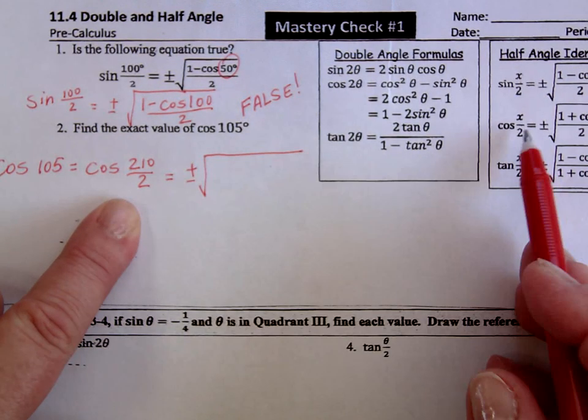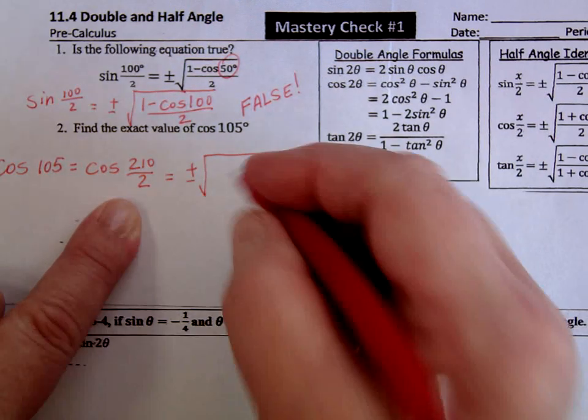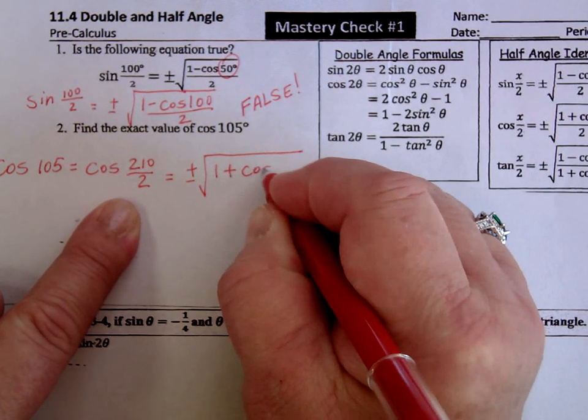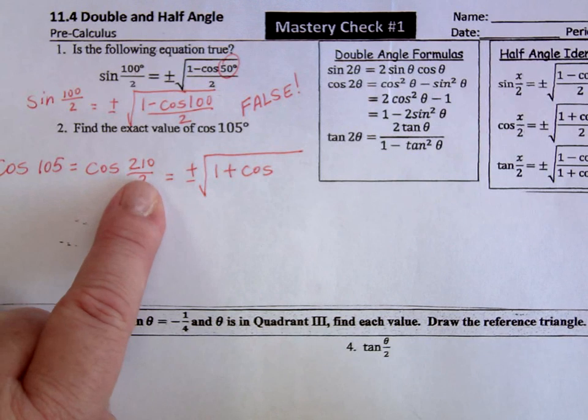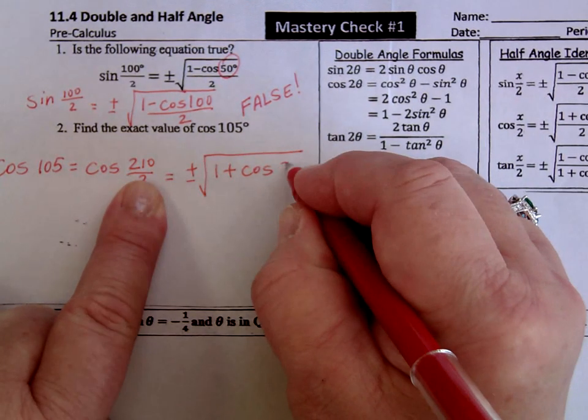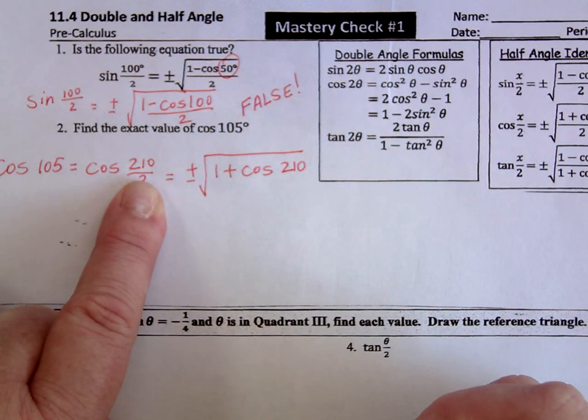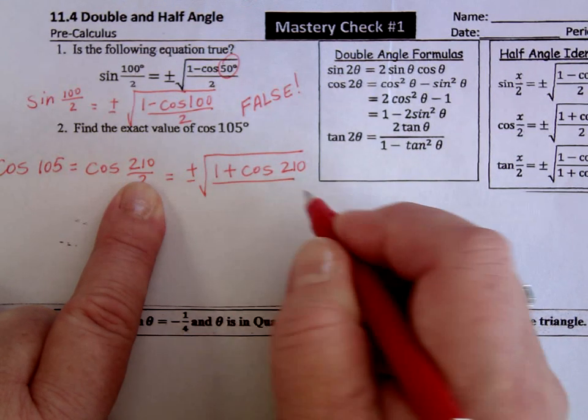I'm putting in my expansion. It's the square root of 1 plus the cosine of x. Well, what number's in the x place? That's my numerator, that's 210, and that's on my chart. That's the whole reason I'm doing this, so I can put it as something that's on my chart, over 2.